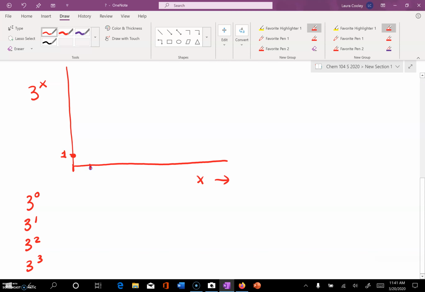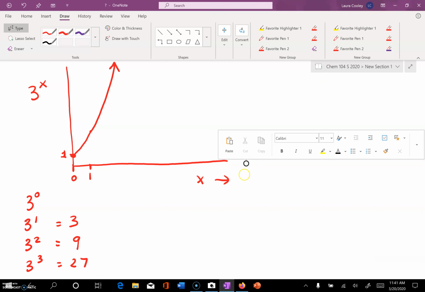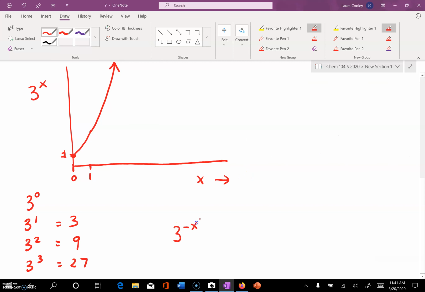And then now we have x equals 1, and 3 to the 1 is 3. So that would be 3. And then you could see that 3 squared is 9, and 3 to the third is 27. So you see this function goes up like crazy. This is true of all exponential functions, that they rise extremely rapidly. Okay, so if that's what 3 to the x looks like, then what does 3 to the minus x look like? That's our next question.